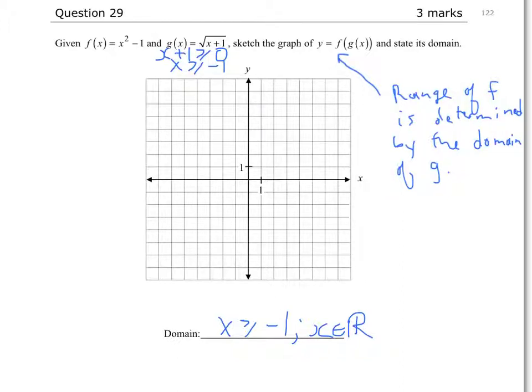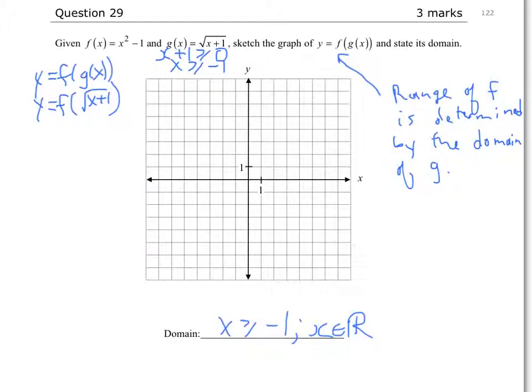All right, so now let's do this composite function. Find the equation for this composite function. So if y equals f of g of x, another way of saying g of x is to say square root of x plus 1. So if we're finding f of the square root of x plus 1, where we see x in the f equation, we replace that with the square root of x plus 1.